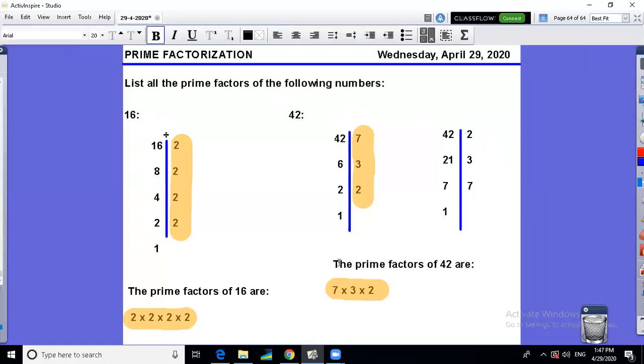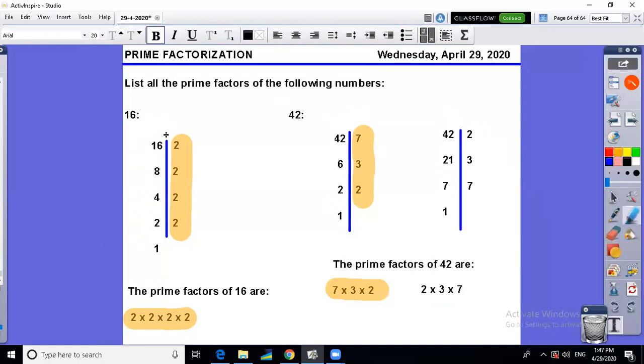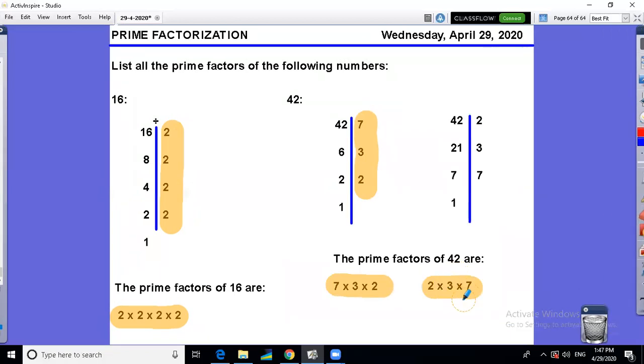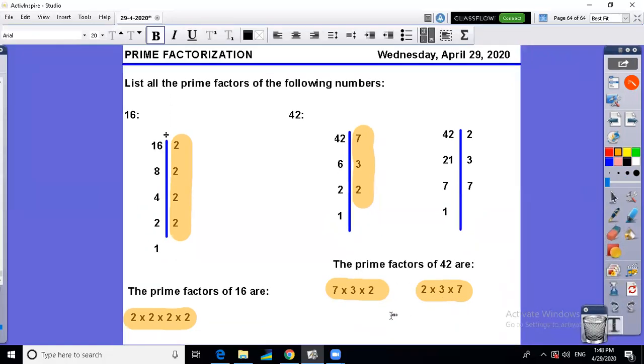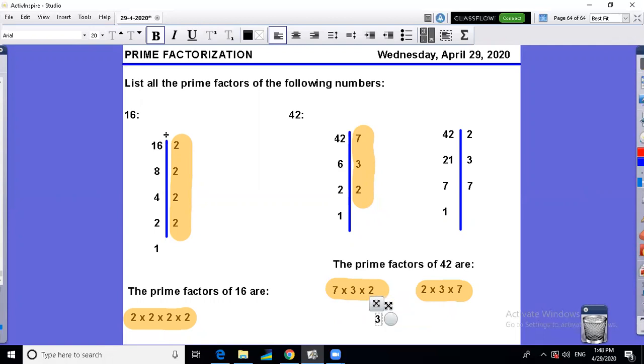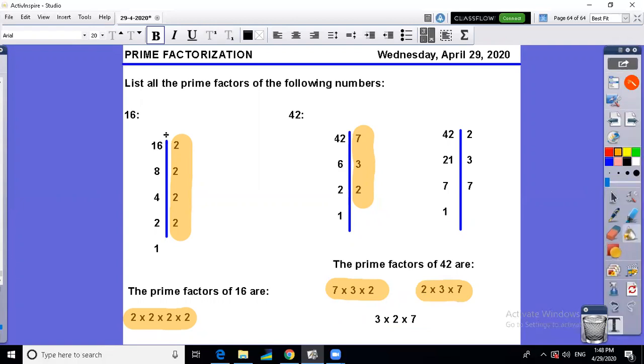And then the final answer is going to be the prime factors of 42 are 2 multiplied by 3 multiplied by 7, which is the same as this. It's just a different order. 2 multiplied by 3 multiplied by 7 is exactly the same as 7 multiplied by 3 multiplied by 2. Someone else might even have a different order, which is maybe 3 multiplied by 2 multiplied by 7. As long as you have in your answer one 3, one 2, and one 7, then your answer is going to be right at the end.